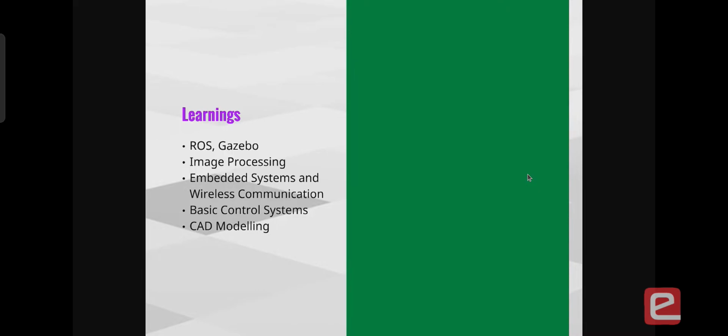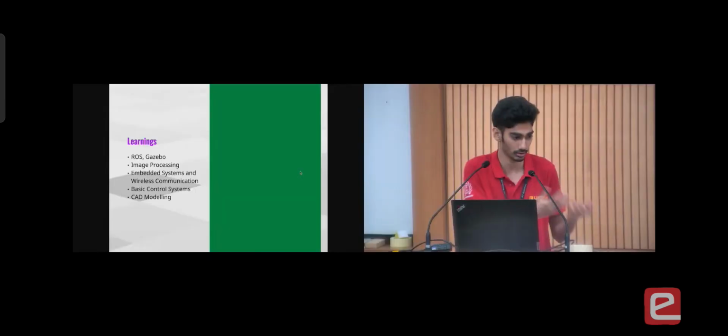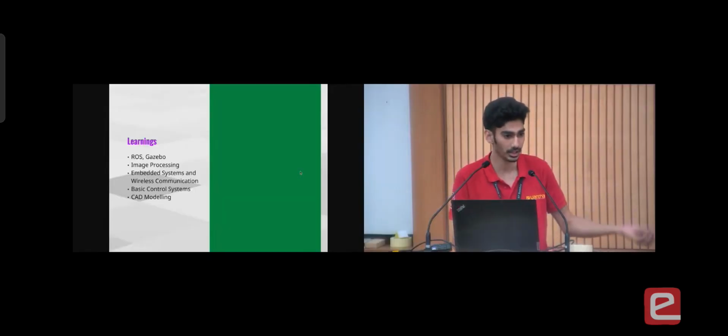Then we have embedded systems and wireless communication. So the brain of the bot is a microcontroller, and all the data is sent from laptop to the microcontroller. So we have implemented wireless communication there. Then we have basics of control systems. So the task was to design a controller which will convert the image to waypoints and then draw that image. So in there we have used basic control, P controller, or some of them have also implemented a PD controller.